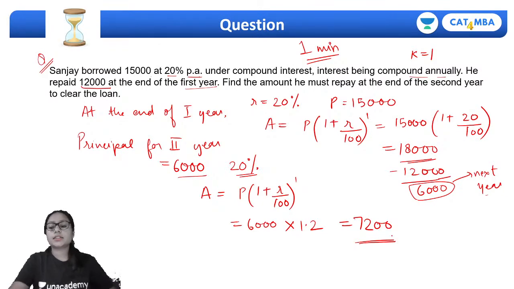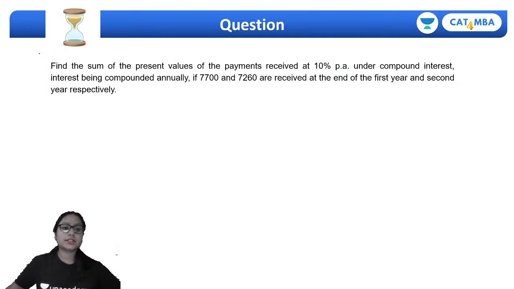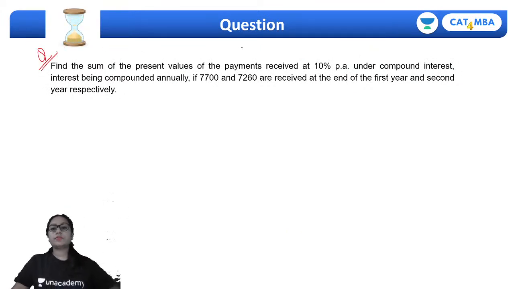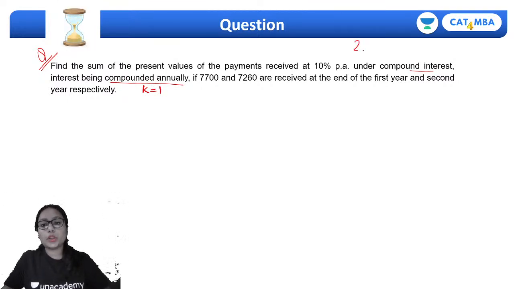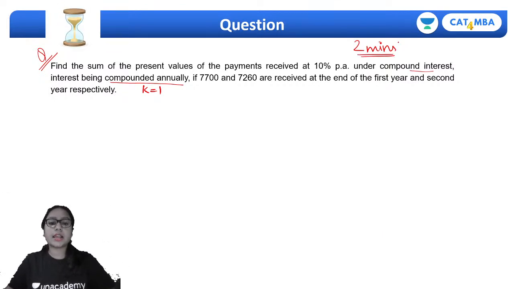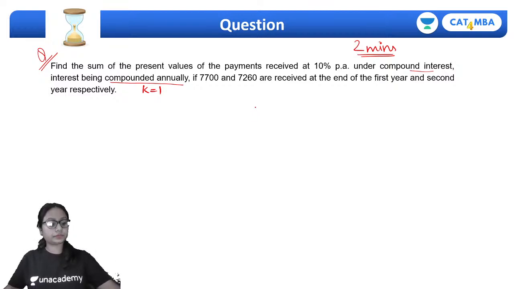Yes, great. Let's move on to the next question. This is also a question with application of the compound interest formula. Interest being compounded annually, hence the value of k would be equal to 1. For this question, I am going to give you 2 minutes. Please take 2 minutes, read the question, understand it properly, and then try to solve it.